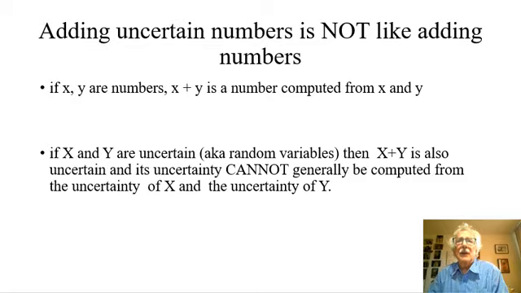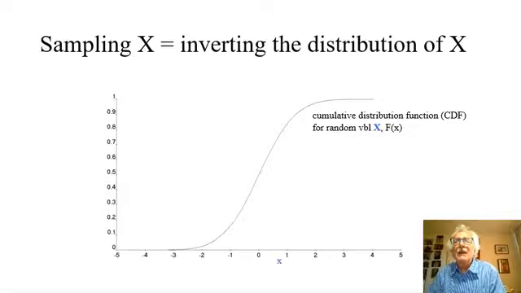So let's get started. The first thing to notice is that adding numbers is not the same as adding uncertain numbers. So if x and y are numbers, then x plus y is also a number, and I can compute that number from the numbers x and y. Duh. But the important insight is that if x and y are uncertain, that is to say, are random variables, then x plus y is also uncertain, and its uncertainty cannot generally be computed from the uncertainty of x and the uncertainty of y. Okay, and the best way to think of that is in terms of sampling.